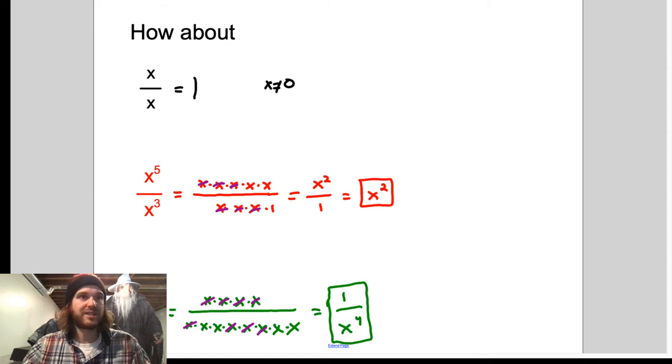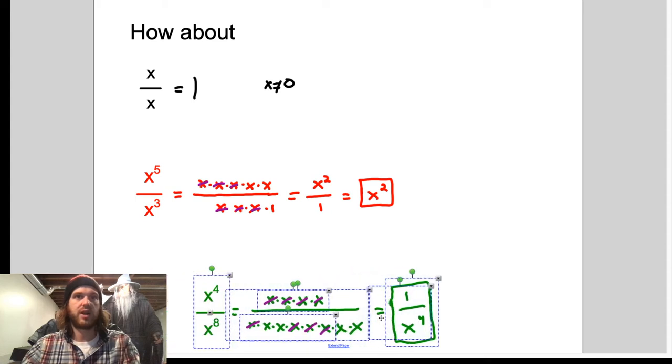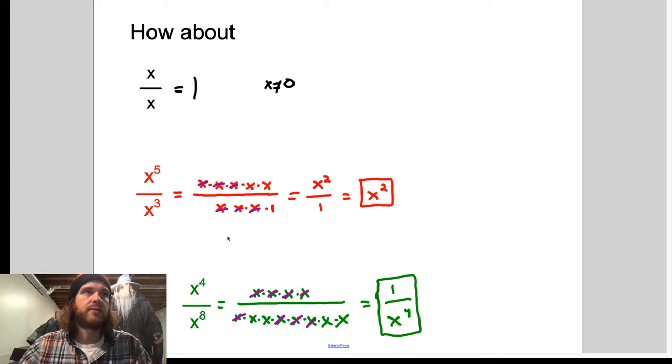Oh, you can't even see the original problem. I'm very, very sorry about that. Let me drag that out. There. Come on, team. Come on.